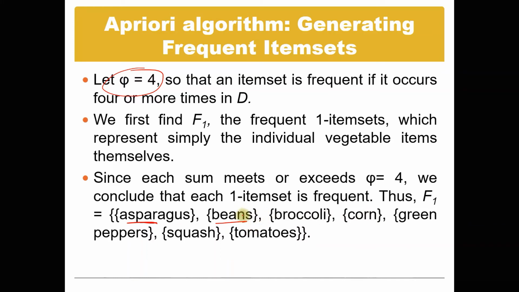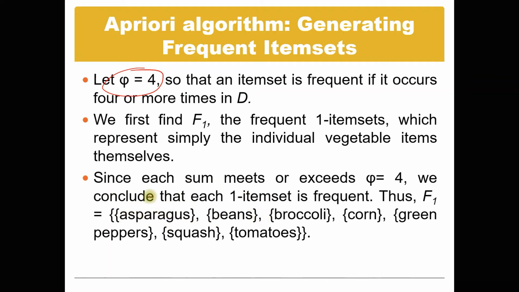If one of them were not frequent, then you would have disregarded it. Let's suppose bean was not there. Then bean would not be part of F1. Okay, so that's our first. In this example, all of them satisfy that threshold, no problem. So we move on to the next step. Before we move on, let's suppose we have these frequent item sets.